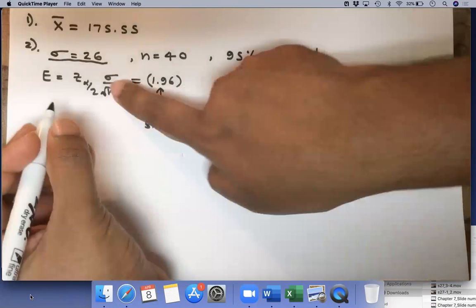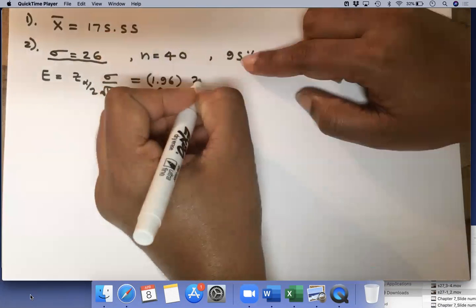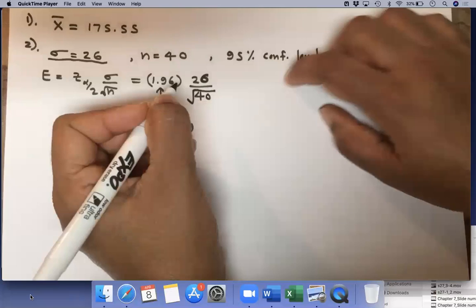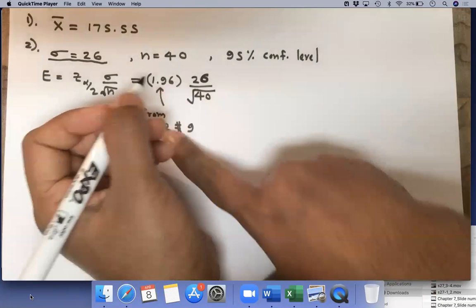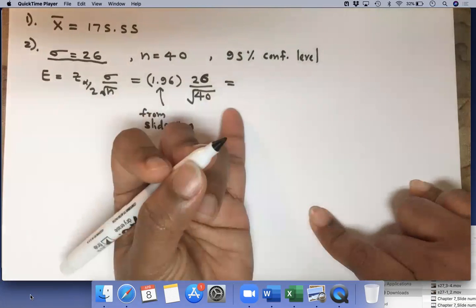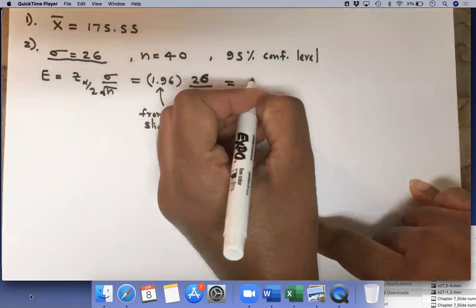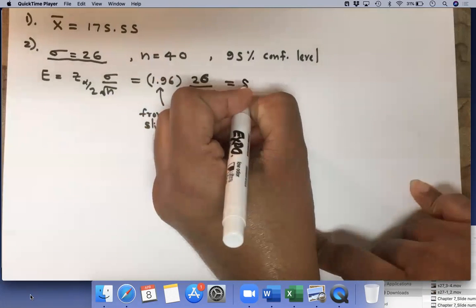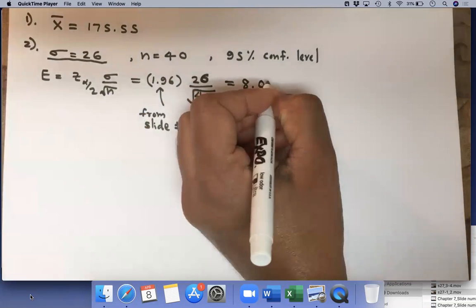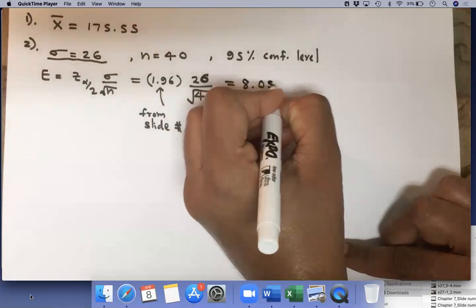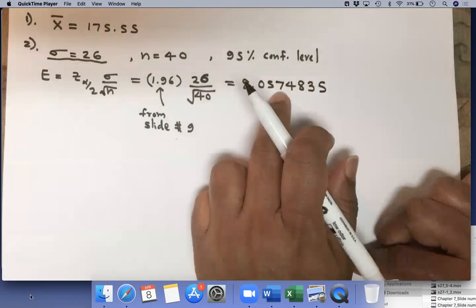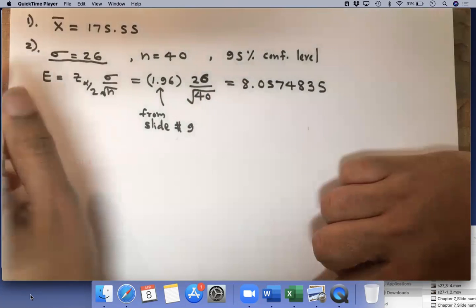Then what is our population standard deviation? It's 26. Then divide by the square root of n. Our n is the sample size, then take the square root. This is the thing you want to find. What is the value of this part? This is our margin of error, so please don't round at this position. Write at least up to 6 decimal places, not like 20 or 40. So the answer is 8.0574835. I wrote up to 7 decimal places. Now this is my margin of error.